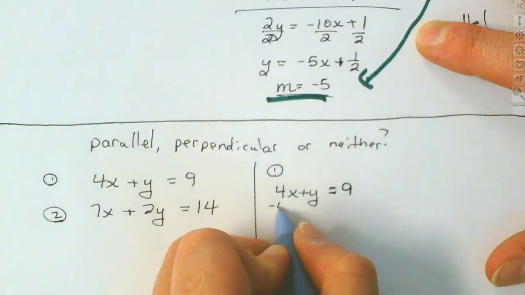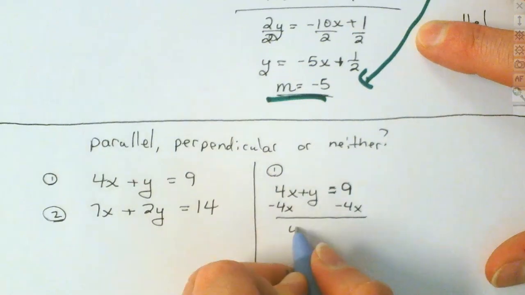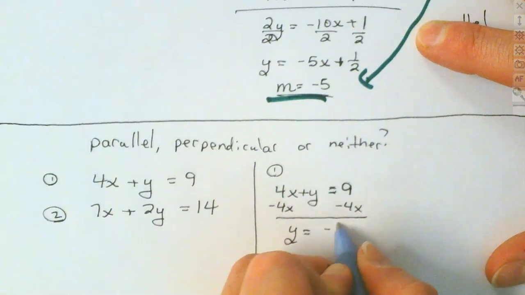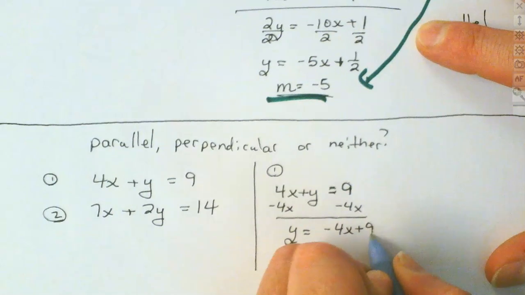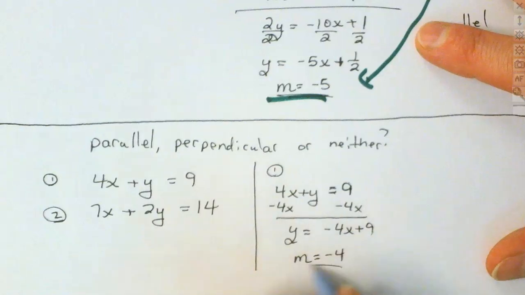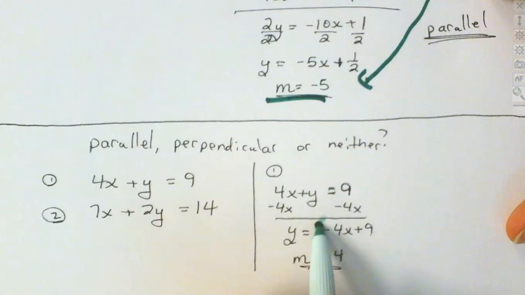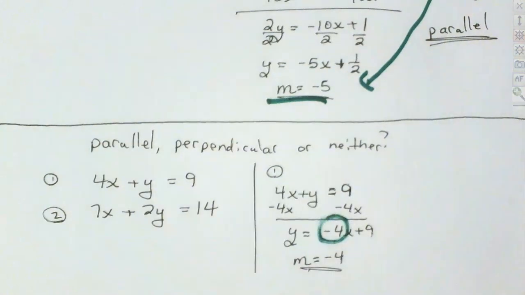We're going to move that 4x over. And that leaves you now with y equals what? y equals negative 4x plus 9. And so what would the slope here be? Negative 4. That's the number in front of the x. Remember, this number represents your slope.